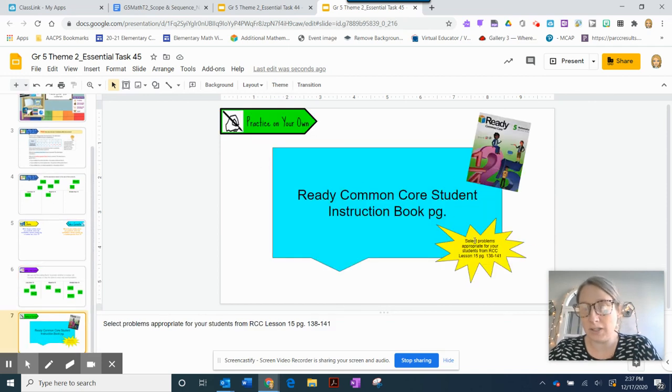Last but not least, just something to really point out here. None of these pages have been used yet. They're all great. So just select the problems that are appropriate for your students and your students' understanding and learning from Ready Common Core between these pages.